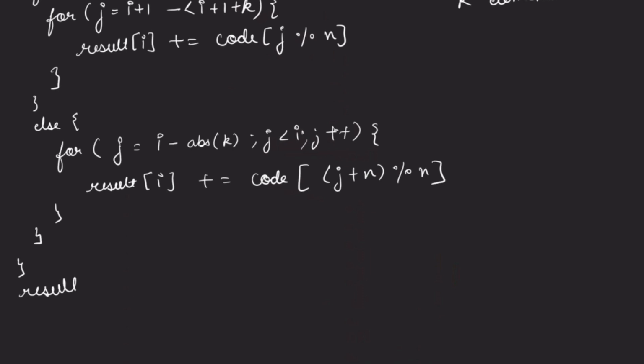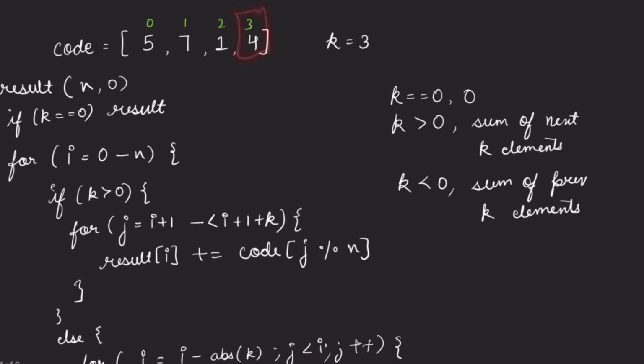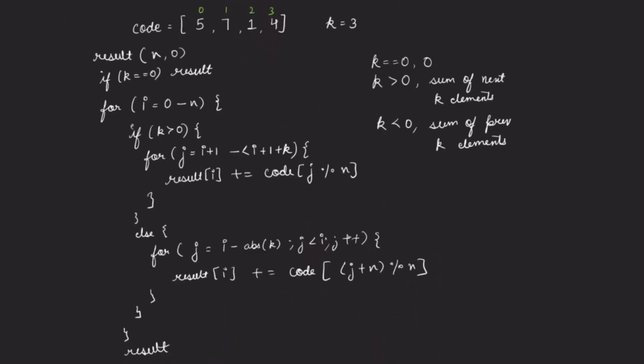And at the end, you will return the result. So in any case, let's suppose j is minus 1, then n, which is 4, will be added to it. So it will give you 3, and 3 modulo 4 is 3 only, right? So you will get the last element, right? So this is the brute force approach.